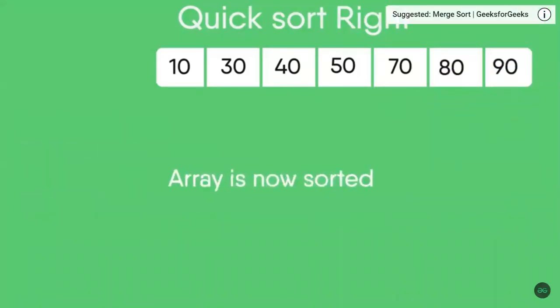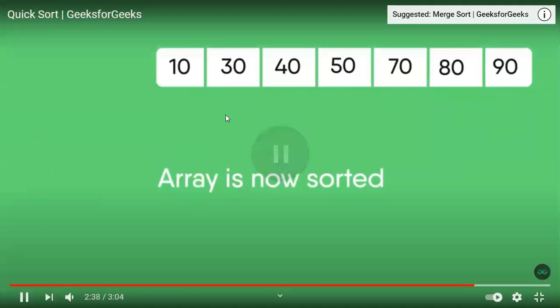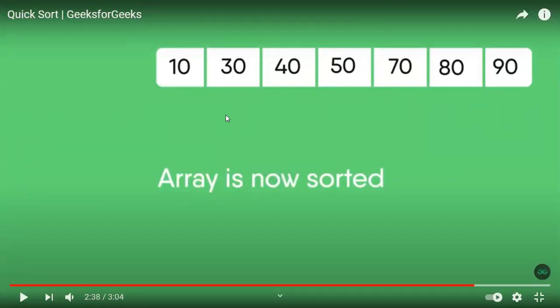The array is now sorted: 10, 30, 40, 50, 70, 80, 90. This is the sorted array using the quicksort algorithm. Clear?